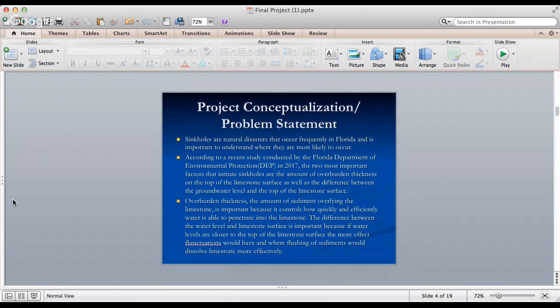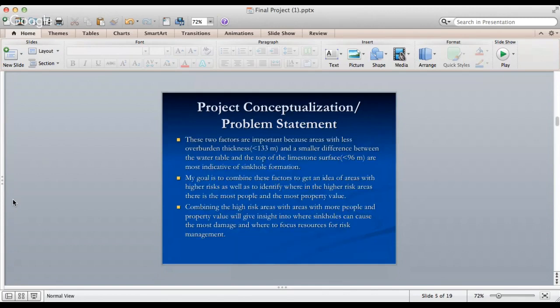The difference between the groundwater level and the top of the limestone surface is important because less difference between the two shows us where water table fluctuations or hydraulic pumping would be the most prevalent, which would indicate areas where flushing of sediments within the cavities would dissolve the limestone most quickly. According to their research, areas that have less than 133 meters of overburden sediment thickness and areas with water table difference to the top of the limestone surface less than 96 meters were the most indicative of sinkhole formation.